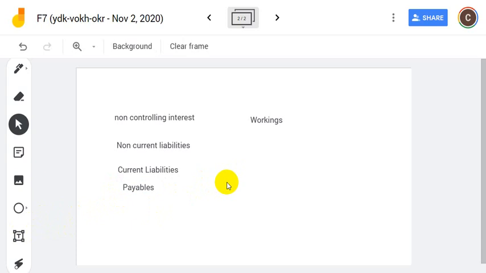The payables, you get 100% for the parent, 100% for the subsidiary, and then under the adjustment, whatever amount is being owed, the same figure which you subtracted under the receivables will be the same figure you're going to subtract under the payables.